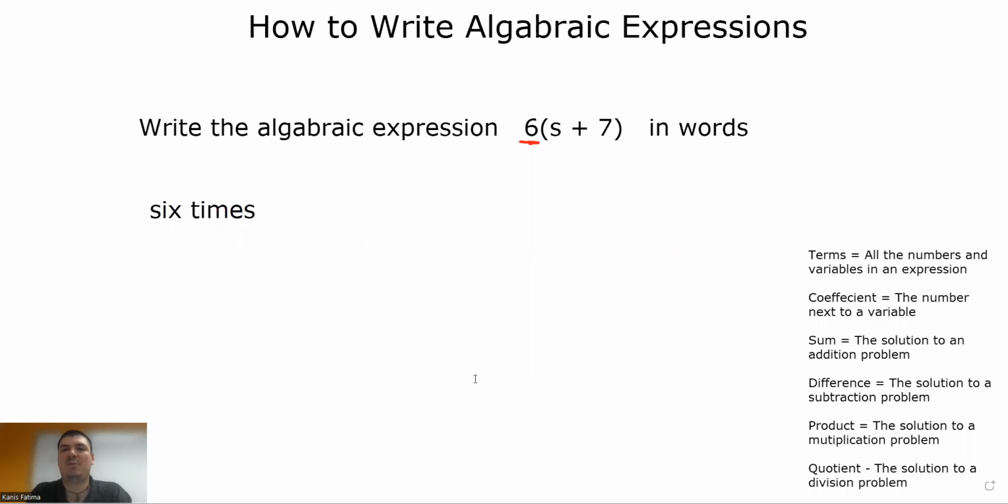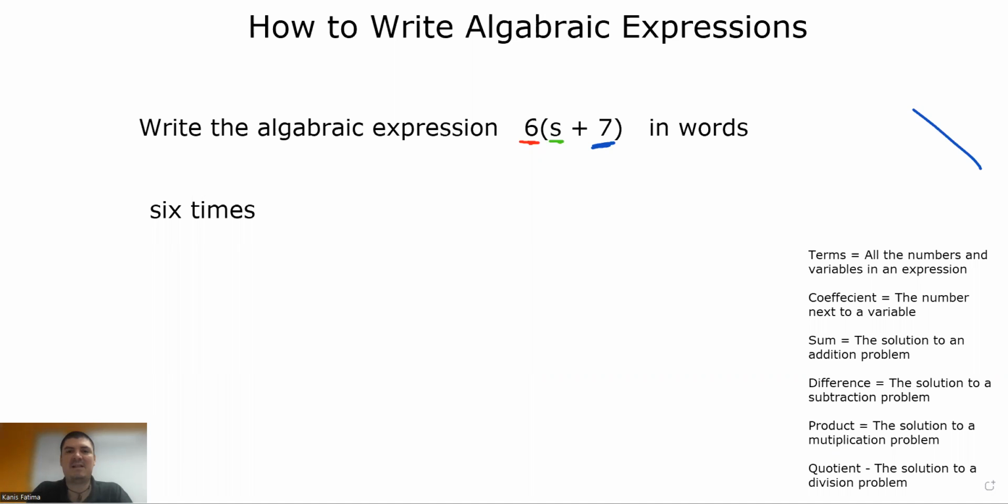Next, I'm going to deal with what's inside the parentheses. So looking first, I see that I have S. Now S, when we write it out, is called an unknown quantity. Now, the unknown quantity is plus 7. So that is an addition problem. So we know that in an addition problem, the solution is a sum. So I know that I have an unknown quantity plus 7.